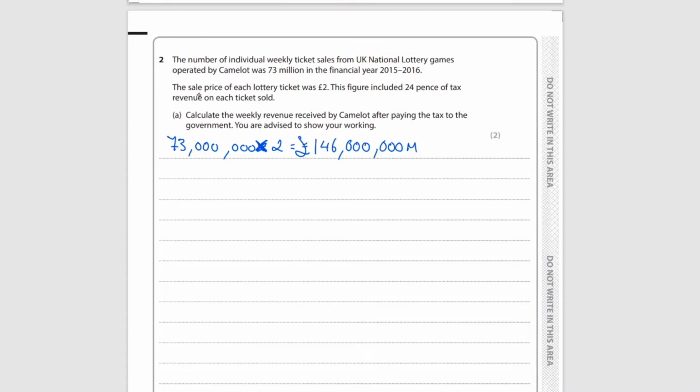The sale price of each lottery ticket sold was £2. This figure included 24 pence of tax revenue on each ticket sold. Calculate the weekly revenue after paying the tax. Okay, so we need to calculate what the value of the tax was.